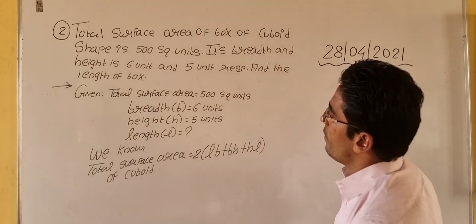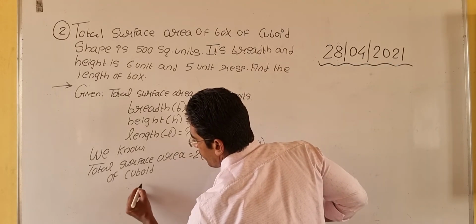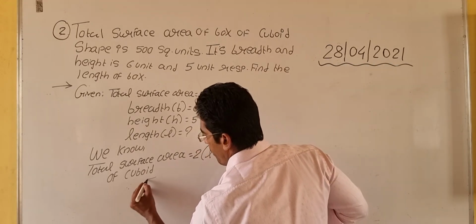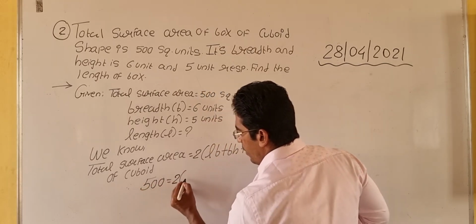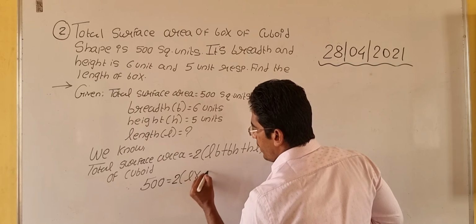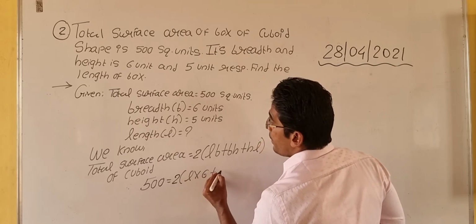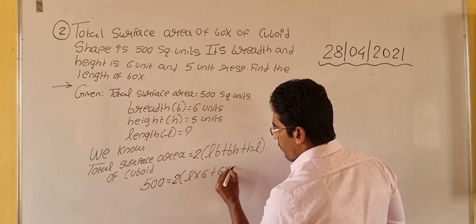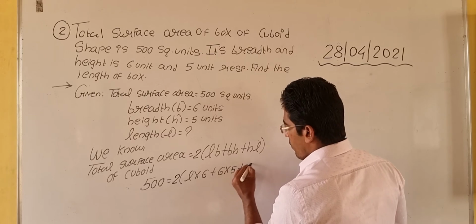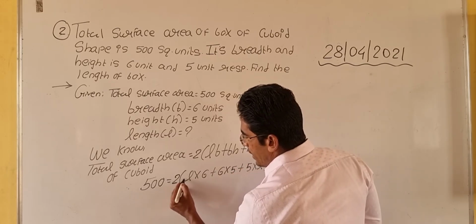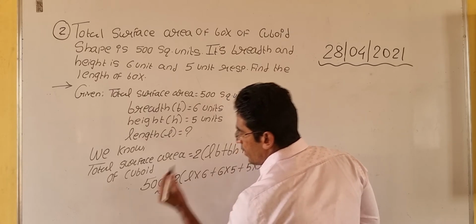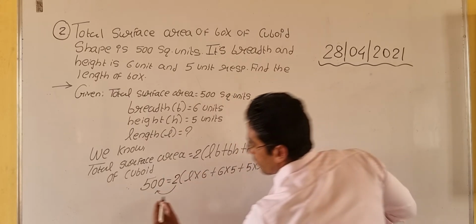Now let's substitute the values. Therefore, what is total surface area? 500 is equal to 2 times (L we don't know). What is B? 6. Plus B 6 H 5, plus H 5 L we don't know. Now this 2 is getting multiplied here. So if I transfer it, it will go in the denominator.